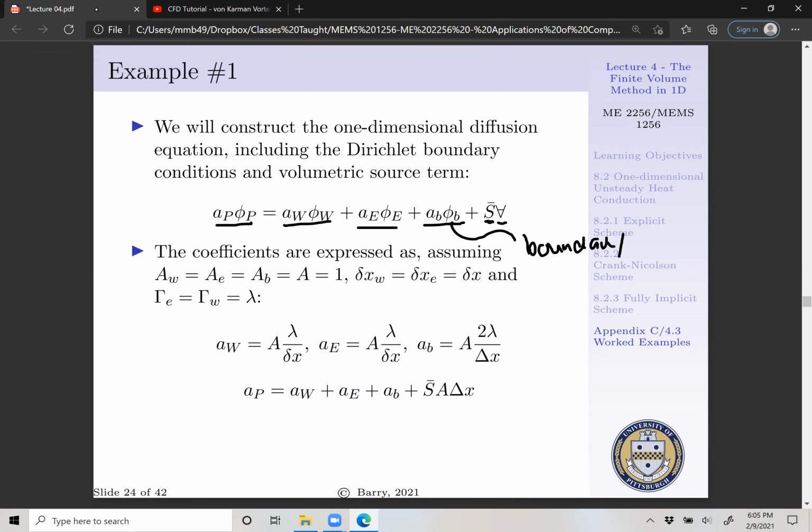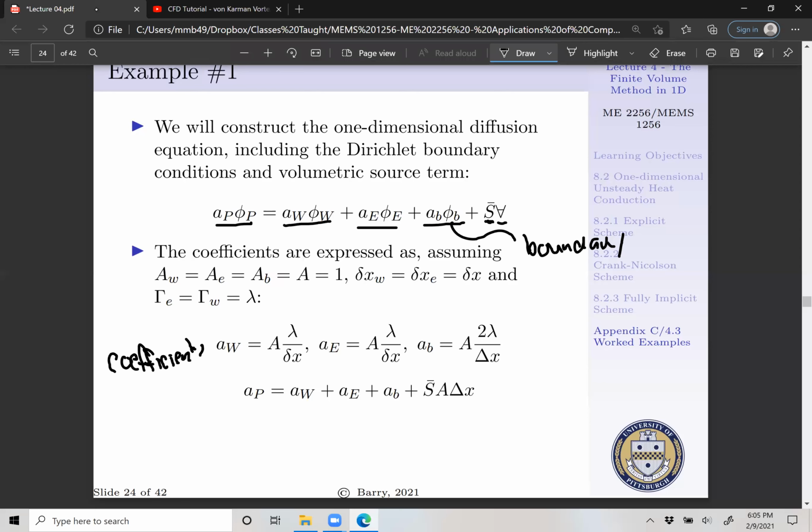And what we're going to do is assume that our interfacial areas are all the same, and we're going to set those as unity. We're going to assume all the spacing in between our cell centers is the same. We'll call this delta X, and we're going to define all the diffusivities at our interfaces to be lambda. So in doing such, we can set our coefficients.